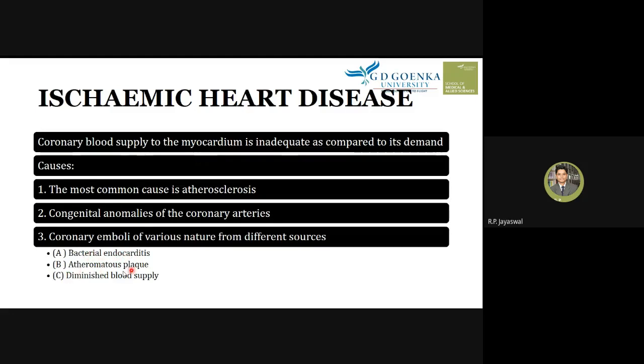And there is an atheromatous plaque, which is the atherosclerosis mechanism, where fat and cholesterol are deposited, and we call the deposit a plaque. And finally, there is a diminished blood supply, where the blood supply is not adequate. The blood supply is decreased. So this is the reason for coronary ischemic heart disease.